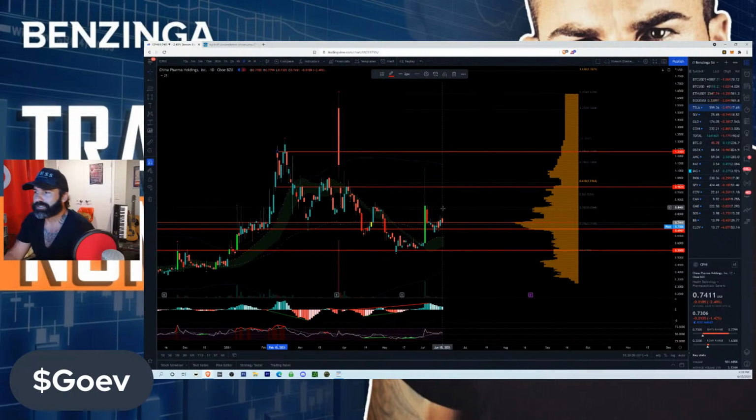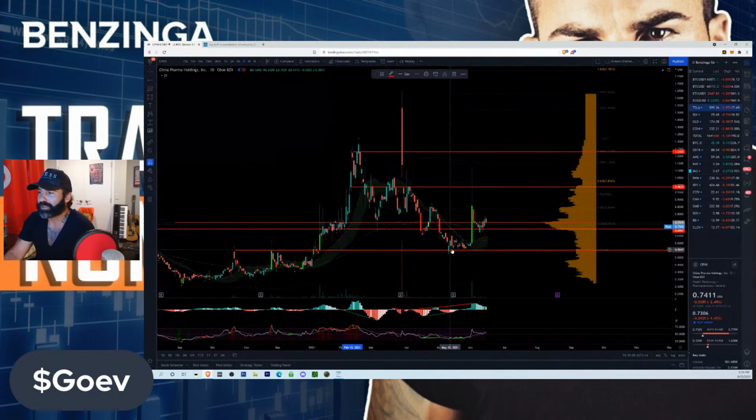So 98 cents, probably where you're going to head next. And after that, 1.23. If it does end up breaking back down, I think you're going right back down to 55 cents. So if I was going to put a stop loss on this, I think anything under 67 cents is probably the danger zone. You probably go right back down to 55 cents.